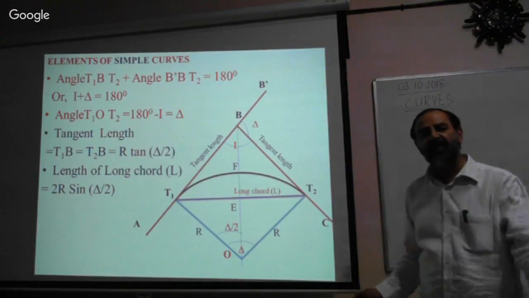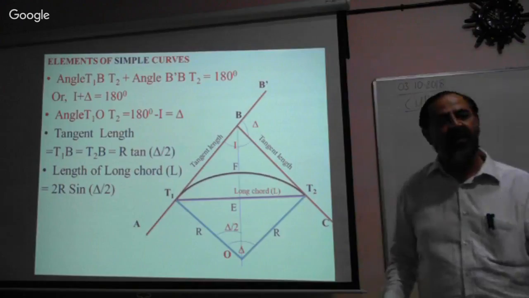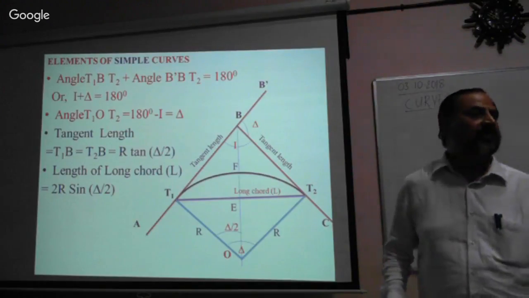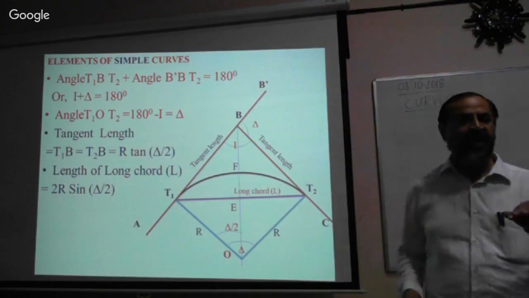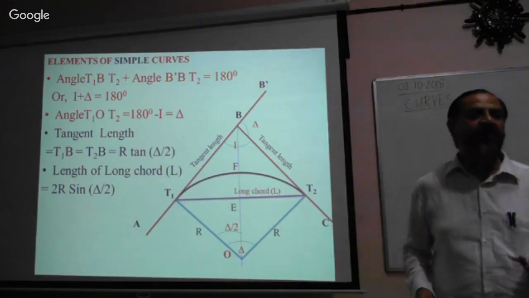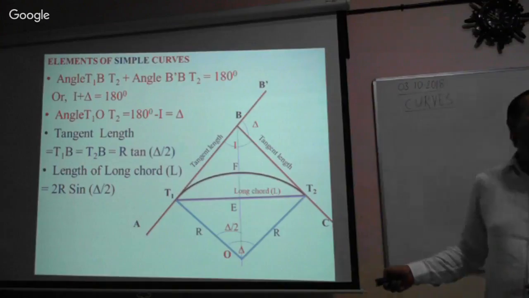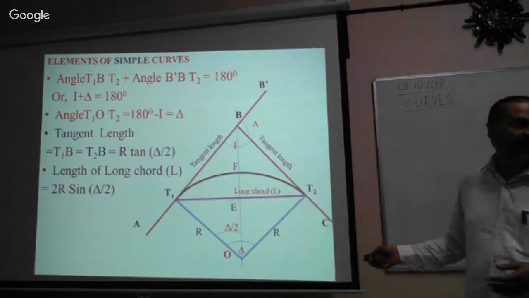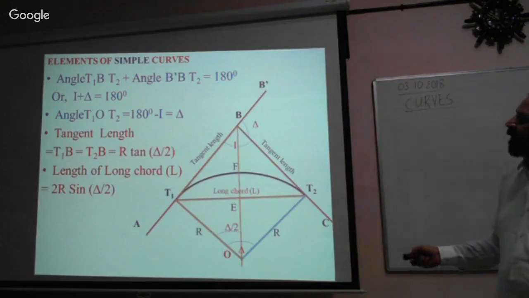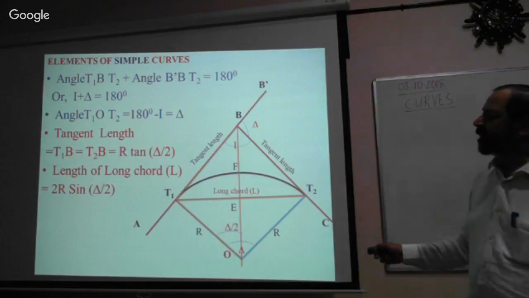Now, if you understand this, any kind of problem we can solve. Any kind of curve we can solve, maybe a simple curve, a compound curve, or a reverse curve, whatever it may be. These are the main elements of the simple curve. Still, we have two more. Let us see.